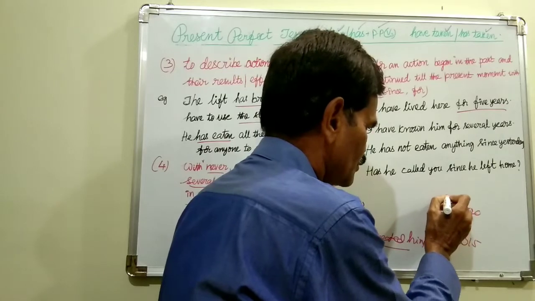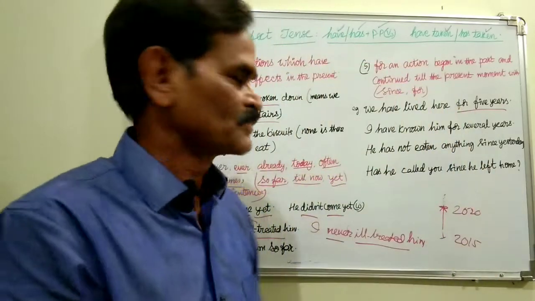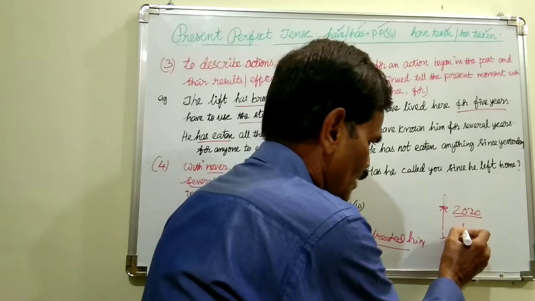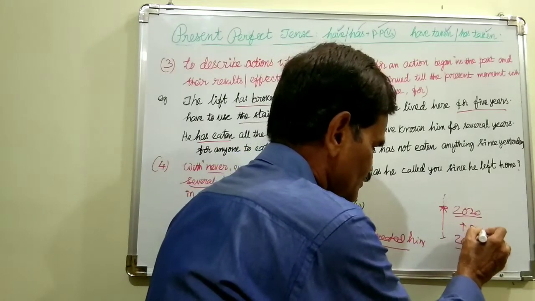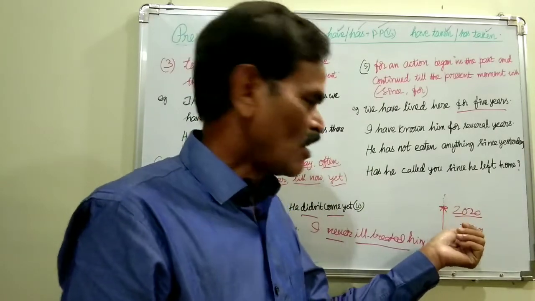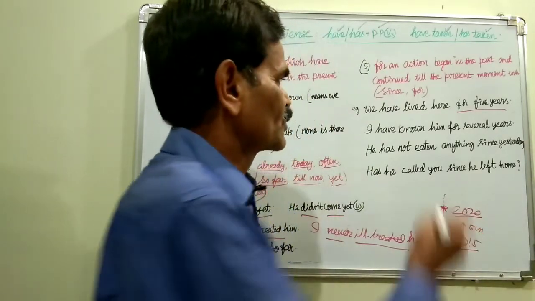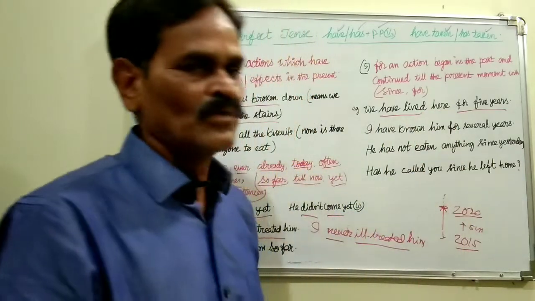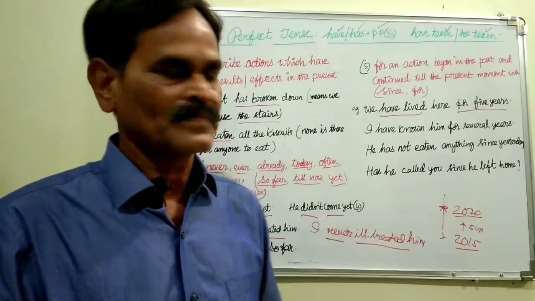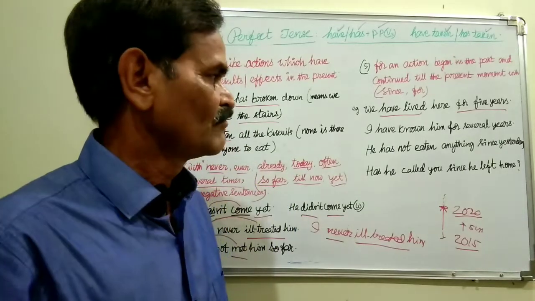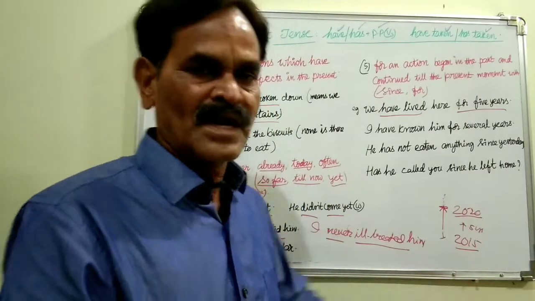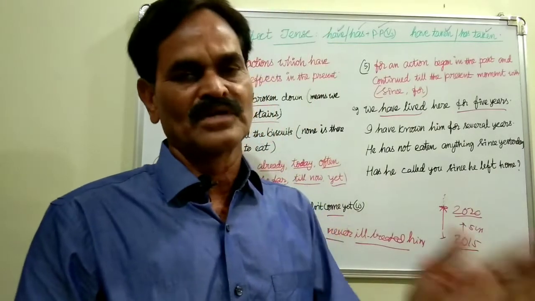It may go on till the future. But here it began in the past, continued for 5 years. It may continue now also, or it may stop here. Then we have to use present perfect tense. We cannot say we lived here for 10 years. We lived here for 5 years, because that action began in the past and ended in the past. Then we can say we lived.